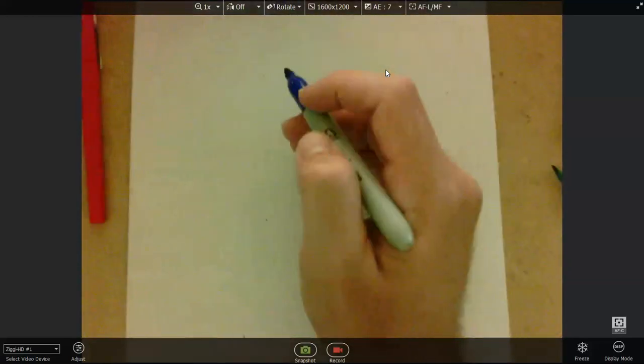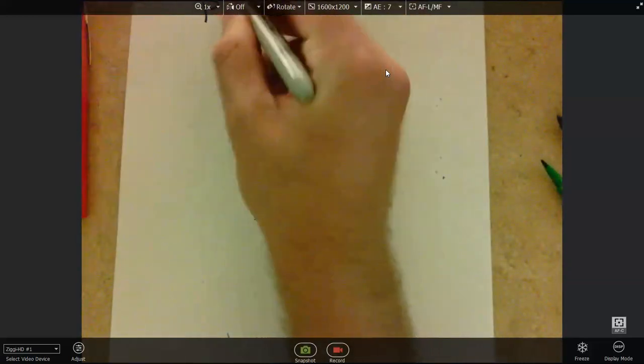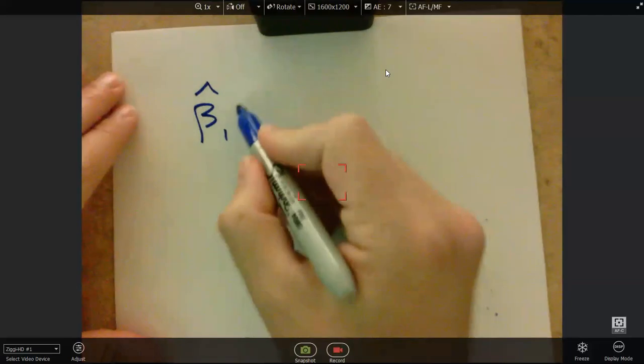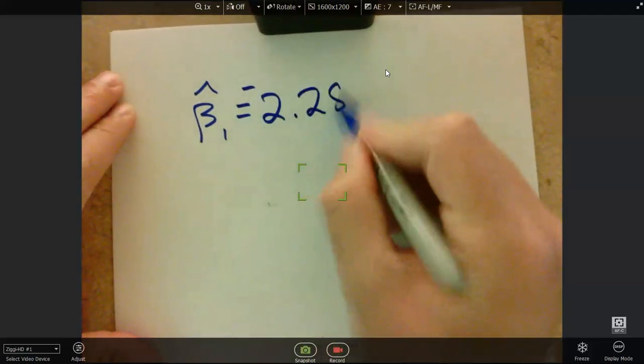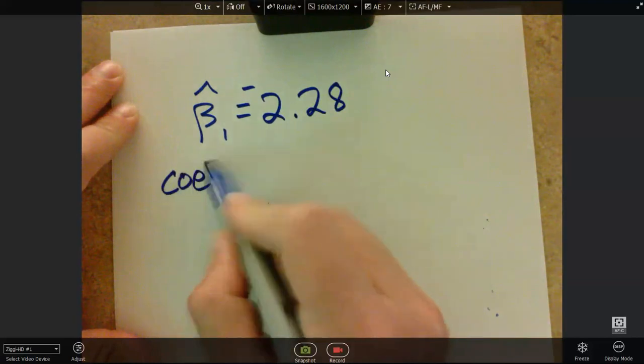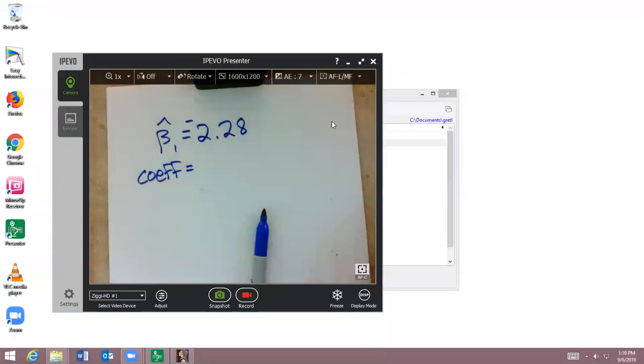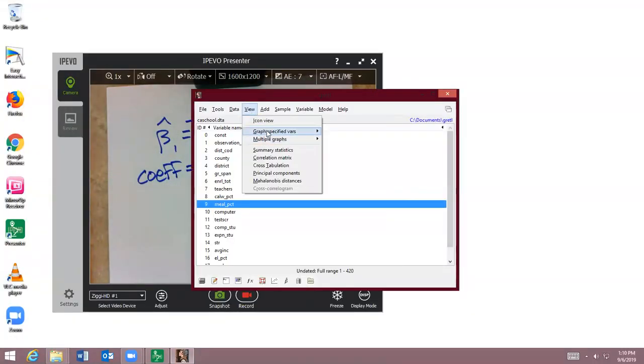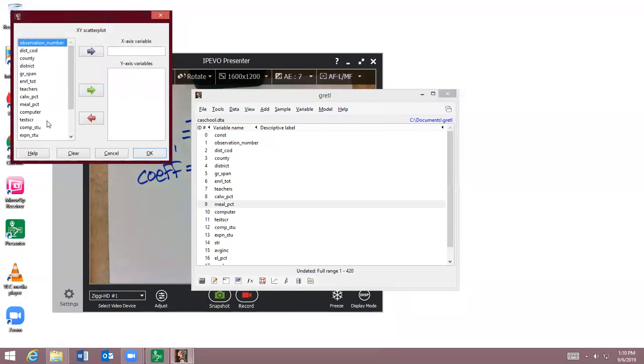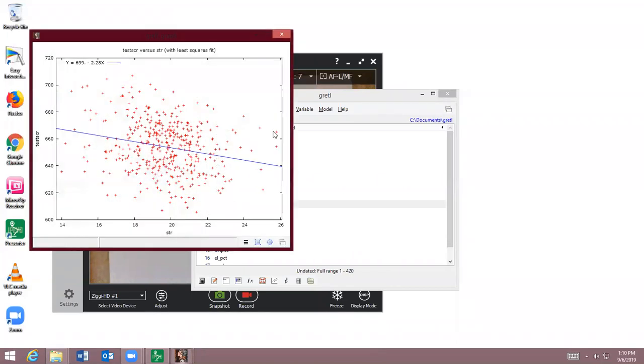So, in our example, we had a beta 1 hat of negative 2.28. Let's just do it because I have all this stuff. So we're going to run a regression. Remember, what did we do? We essentially ran an XY scatter plot with test scores on the y-axis and student-teacher ratio on the x-axis. So we have a linear relationship between the student-teacher ratio and the test scores, right?